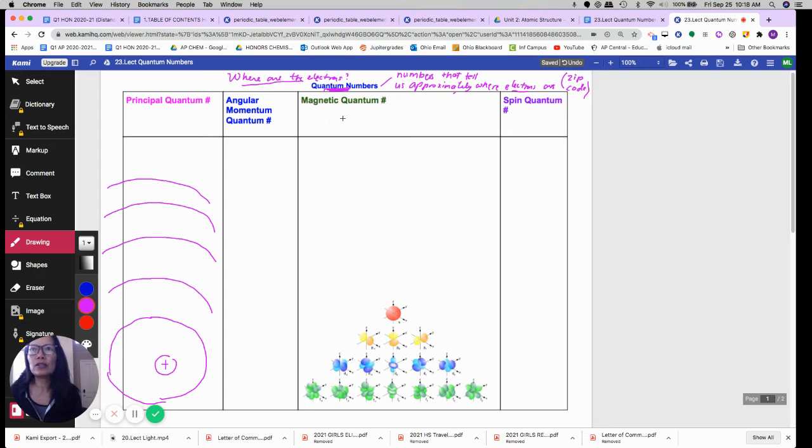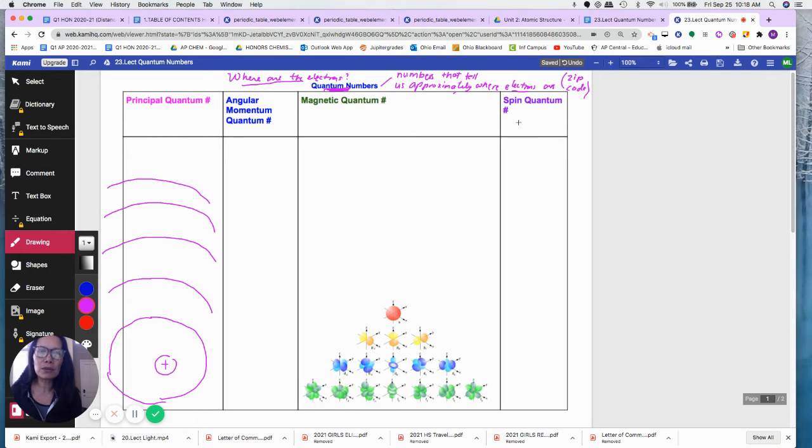And there are four quantum numbers. For now, I won't tell you what the numbers are. I will just describe them to you. Okay? The principal quantum number is nothing more than the energy level. And the symbol for energy level is n. Sometimes they're called shells.